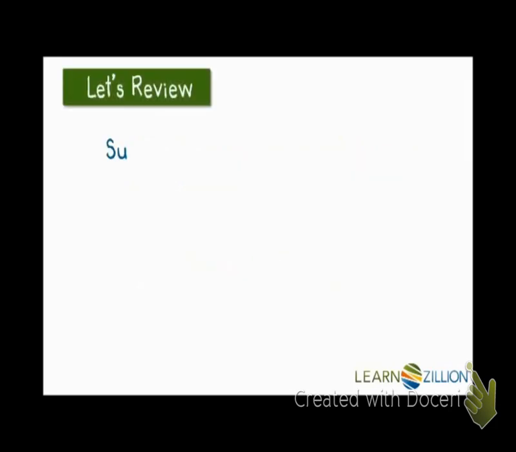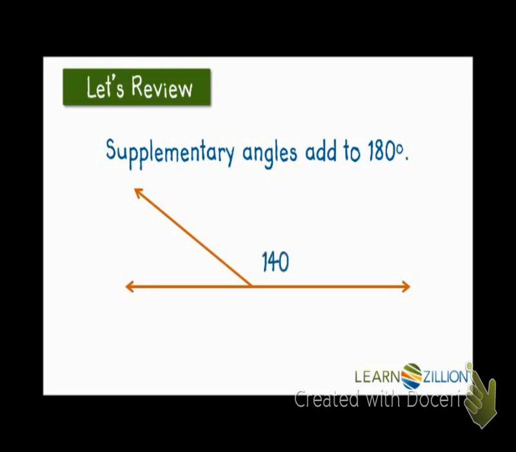Let's review. We know supplementary angles add to 180 degrees. So if we have two angles, one measuring 140 degrees and one measuring 40 degrees, we know they're supplementary angles because 40 degrees plus 140 degrees is equal to 180 degrees.